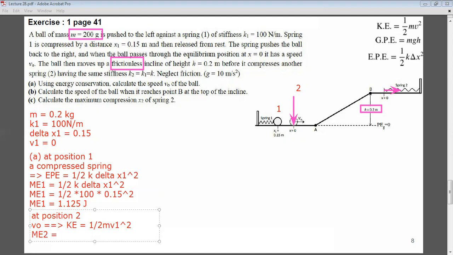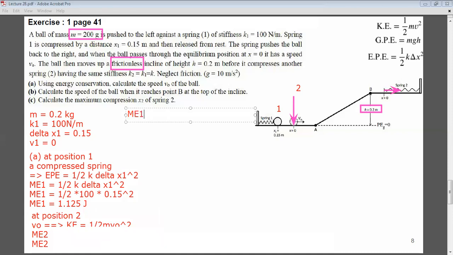This is equal, or actually they call it V0, so let's call it V0. So mechanical energy at position 2 is half mv0 square. So this is equal to mechanical energy 1, or let's also calculate for half m. So half m is 0.1 V0 squared. Now I will do it over here.